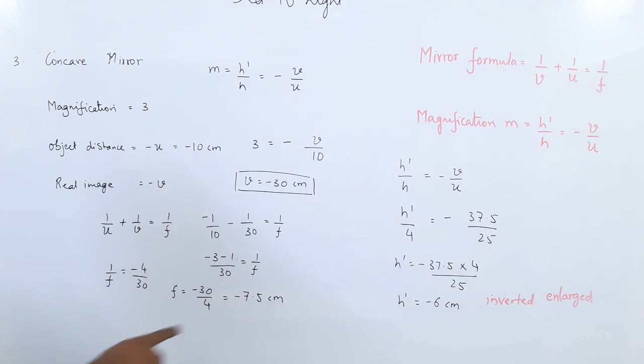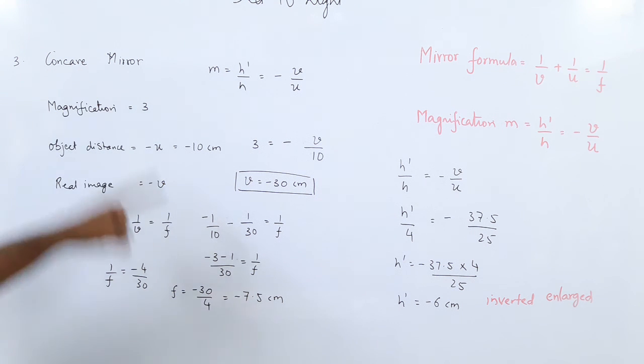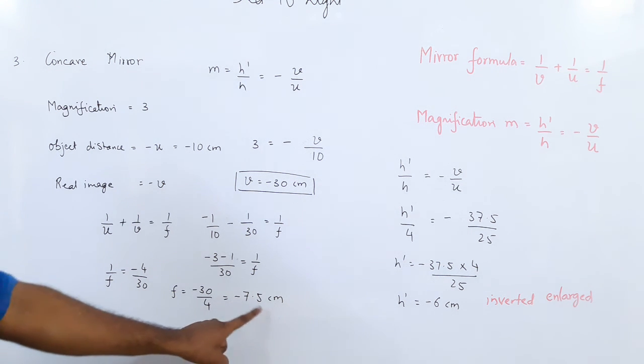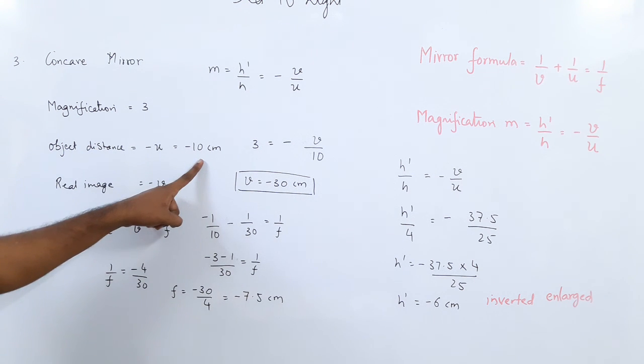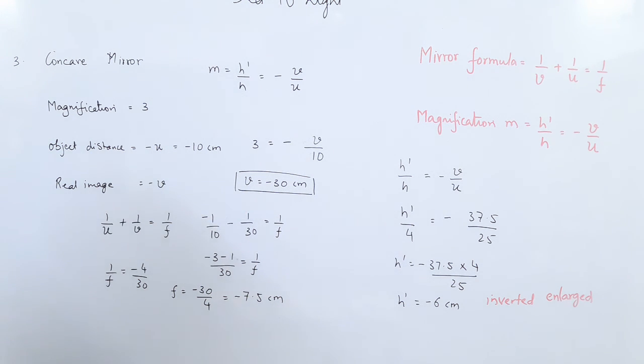So what does minus 7.5 tell you? It's a concave mirror. So we got it. We got the negative sign, which means it is a concave mirror. So the focal length of this mirror is minus 7.5 centimeter. So when you have a mirror of focal length minus 7.5 centimeter and you place the object at 10 centimeter in front of the mirror, you will get an image at 30 centimeter in front of the mirror.